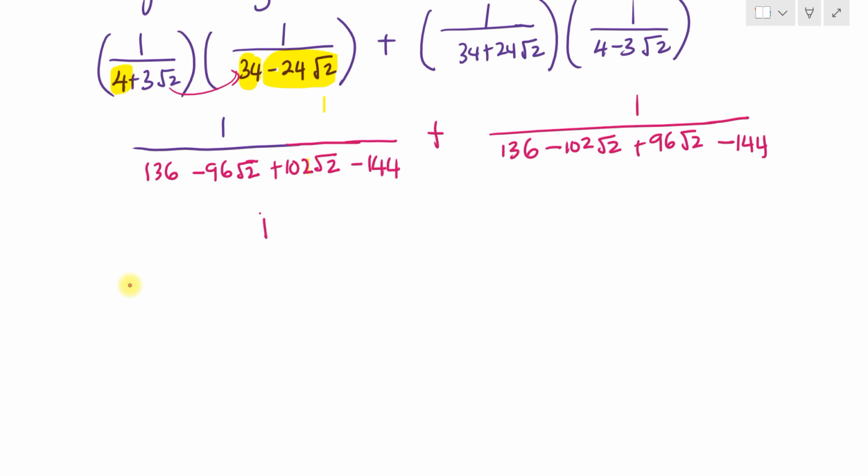Okay, let's clear this up. 136 minus 144 should be minus 8, right? Okay, minus 8. And then negative 96 plus 102. Negative 96 plus 102 is 6. So 6 surd 2 minus 8, plus 1 over. This one also should be the same, but then here it will be negative 6 surd 2.